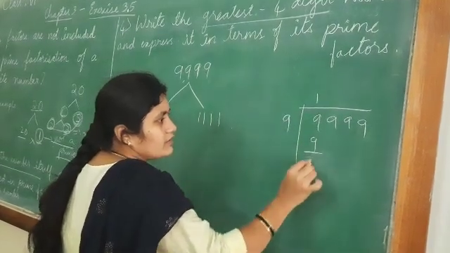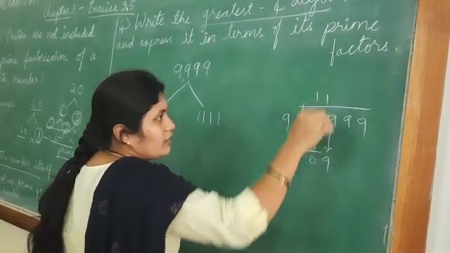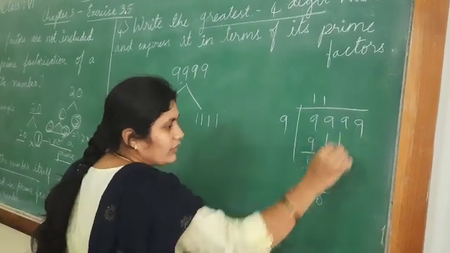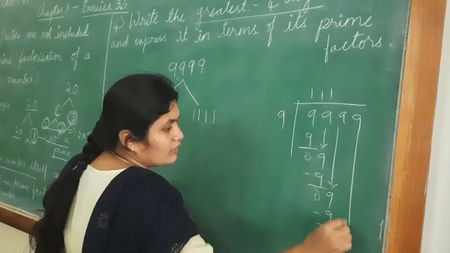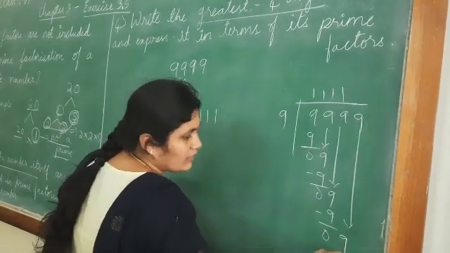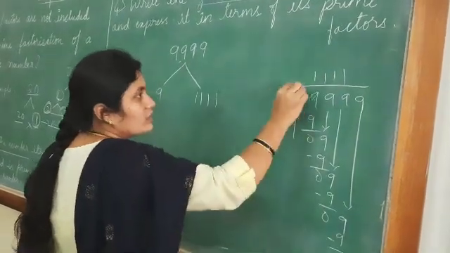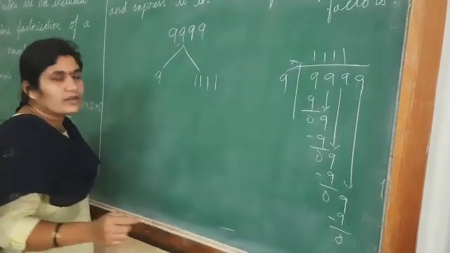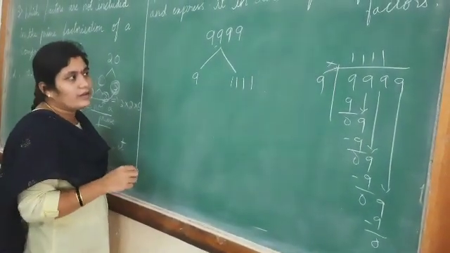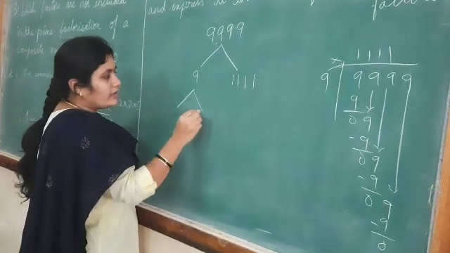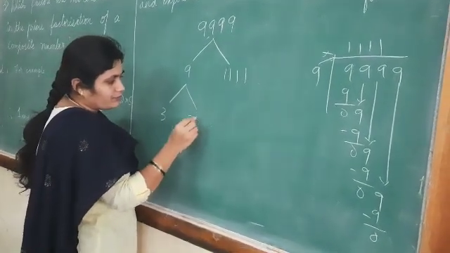If you don't understand, you can divide and see with 9. 9 ones are 9, 0, take this 9, 9 ones are 9, 0, take this 9, 9 ones are 9, 0, take this 9, 9 ones are 9, 0. So this is 9 into 1111, which gives you 9999. Now 9 can be written as 3 into 3.